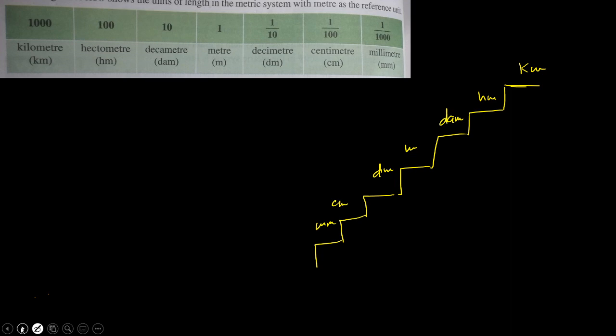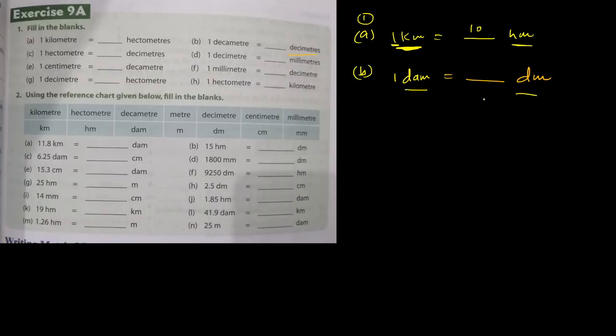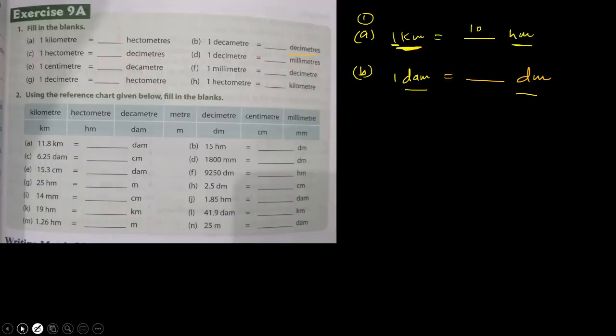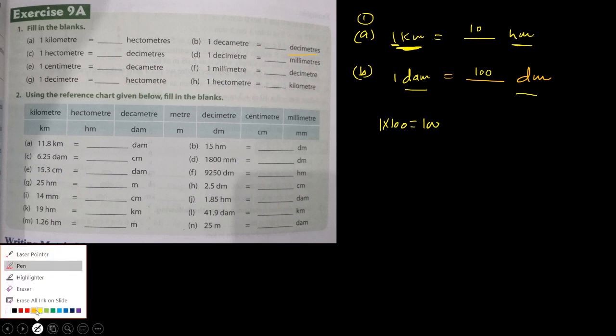So in the previous question, what you have to do? Convert decameter into decimeter. So you are standing on decameter, and you have to come to the decimeter. So 2 stairs, you are coming down, so you have to multiply, and 2 stairs means multiply by 100. As many stairs, as many zeros. 1 stair means 1 zero, 2 stairs means 2 zeros. So when you will multiply 1 by 100, your answer will be 100. 1 decameter is equal to 100 decimeter.